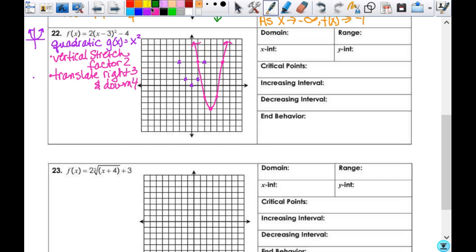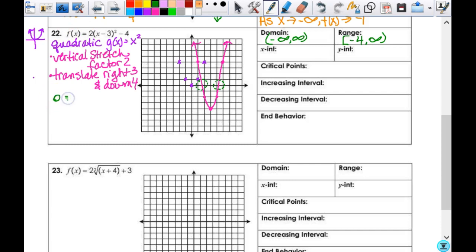All right, so my domain, negative infinity to infinity. My range, 1, 2, 3, 4. That's going to be negative 4 to infinity. And I do include my negative 4. My X-intercepts, I don't know what they are, but they're right here. And I have 2 of them, and I do not get to guess off of my graph. My X-intercepts are the points where y is 0. So that means my y, which is my f of x, has to be 0.